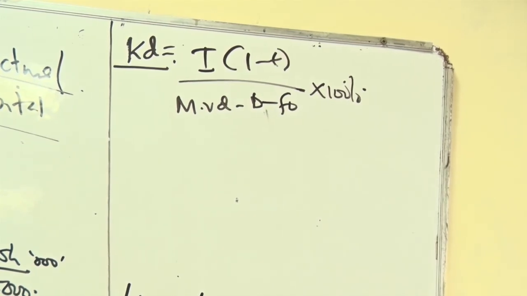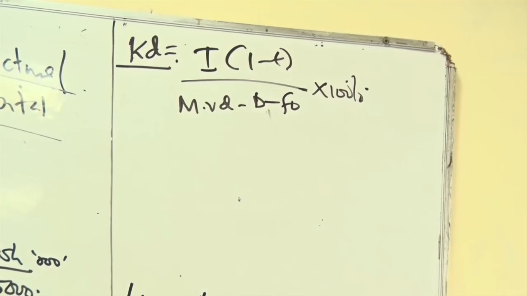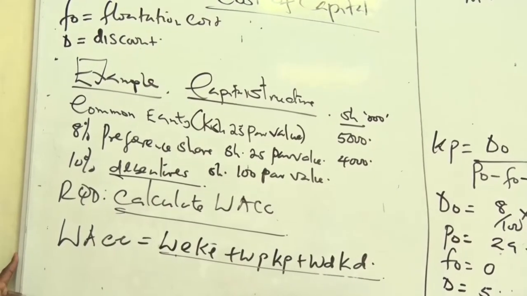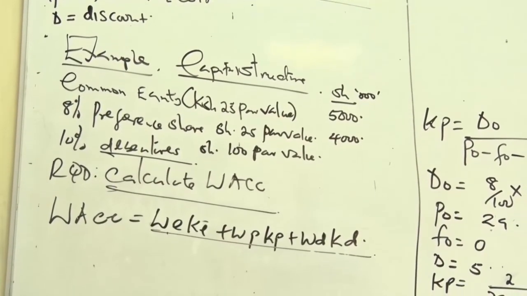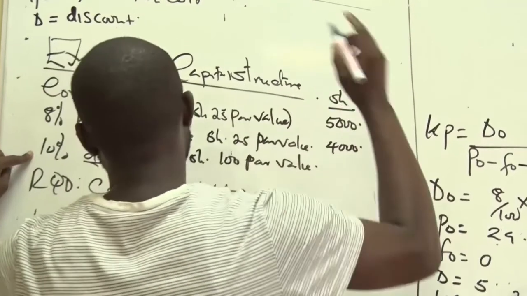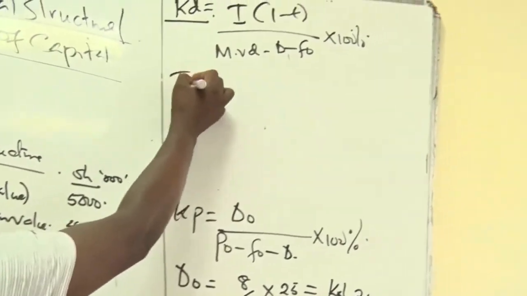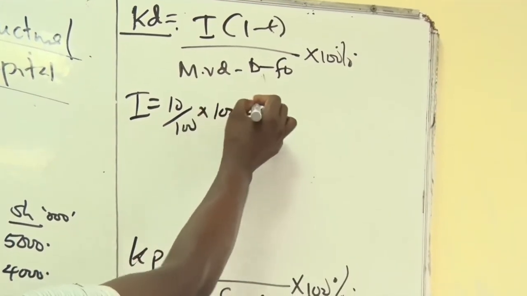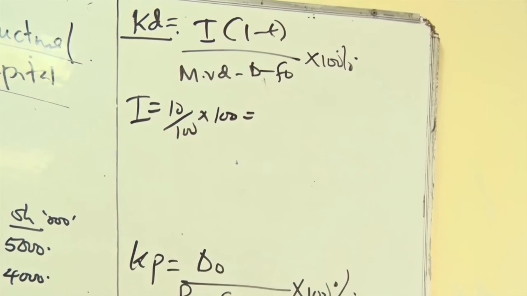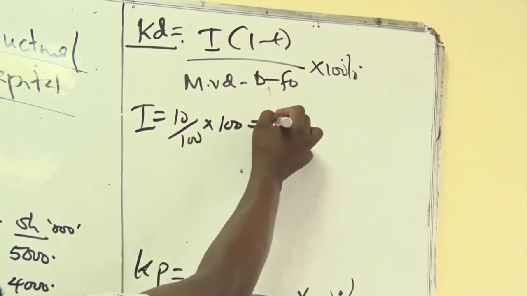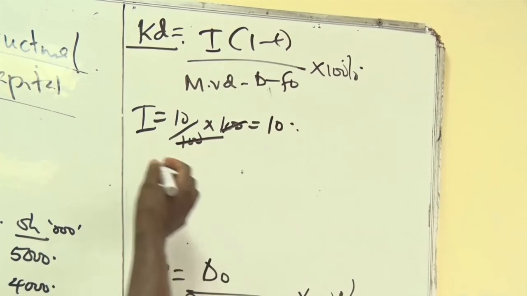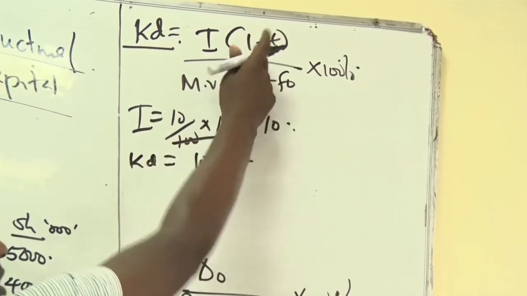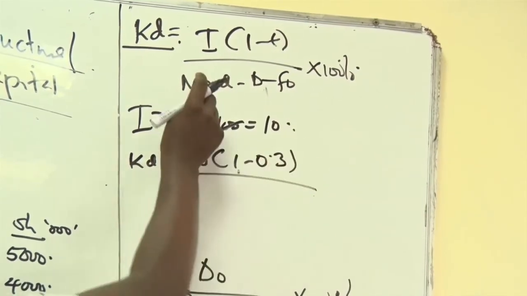So what are you supposed to do? The first thing is to get the interest. Debt here is the same as debentures. I will take the interest of 10 out of 100 times the par value of 100%. If you do that, you cancel, and this is Kenya shillings 10. So I say KD equals 10 into 1 minus 30%, which is 0.3, all over market value.